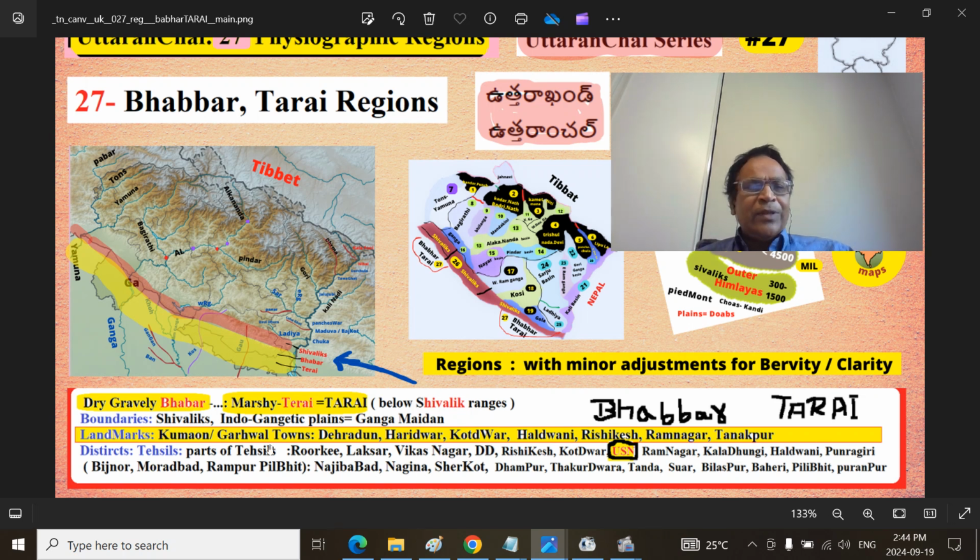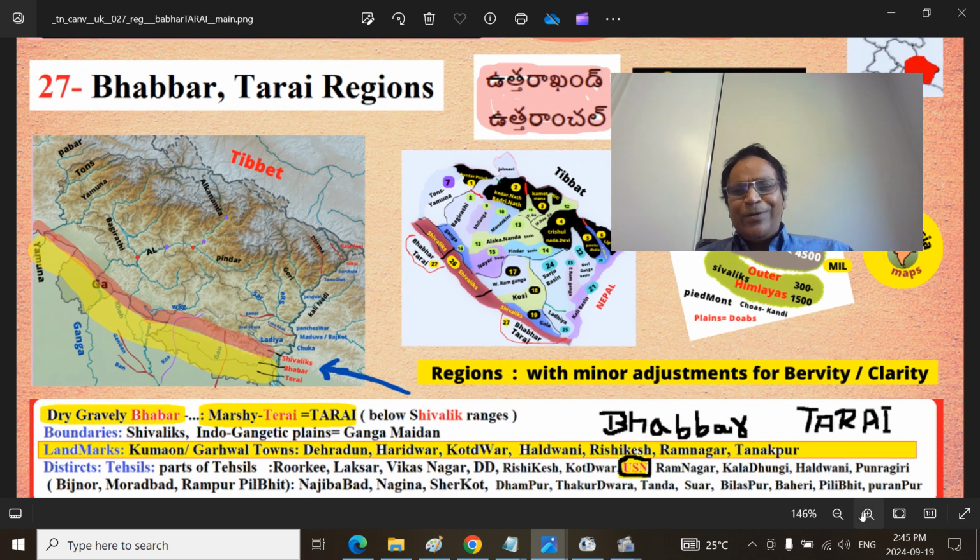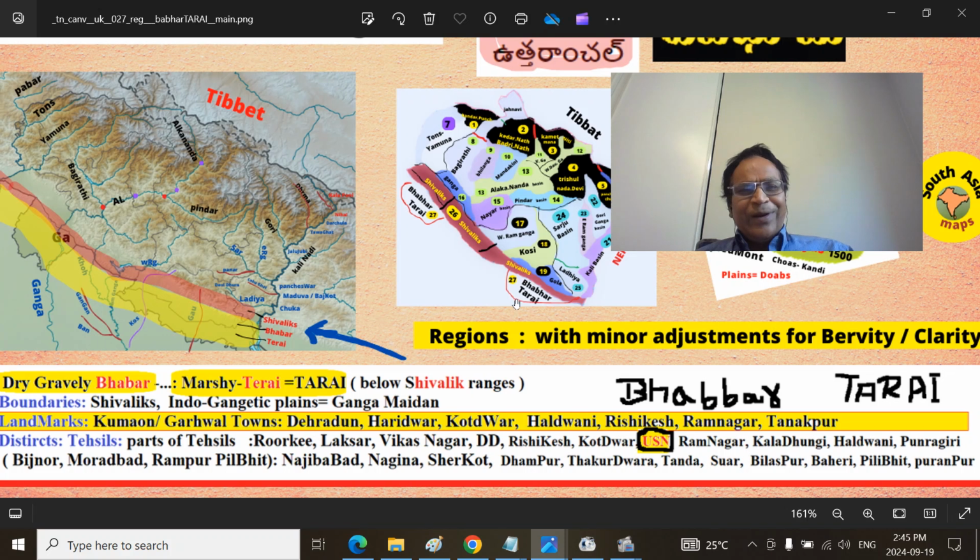These are the landmarks of the region. All the districts and tehsils, I will show you the map, so you'll get a broader idea. That means they're mostly parts of Roorkee.